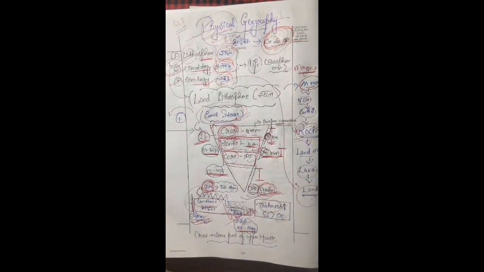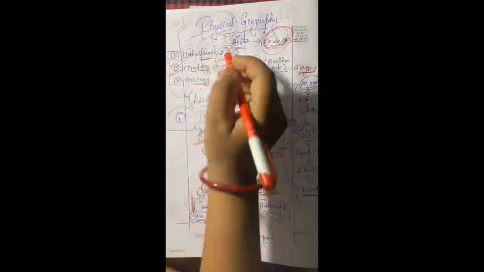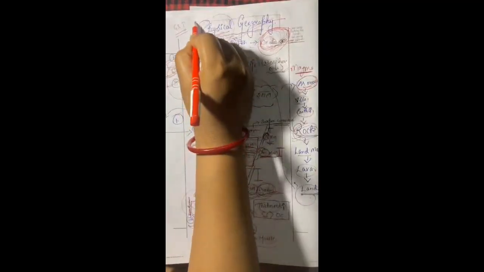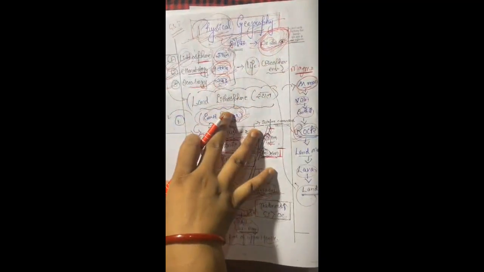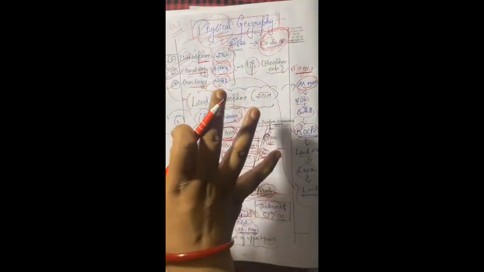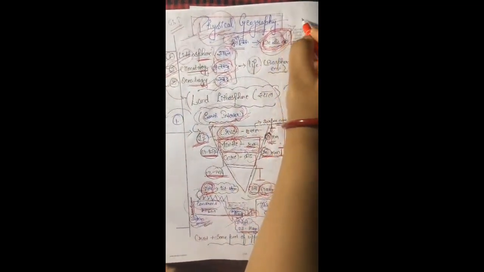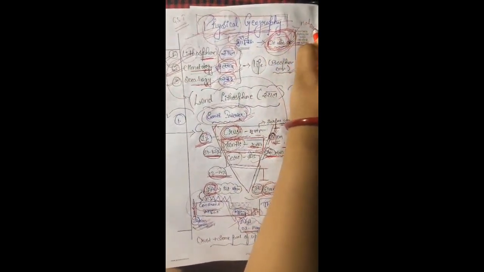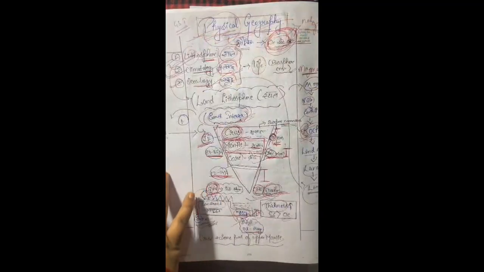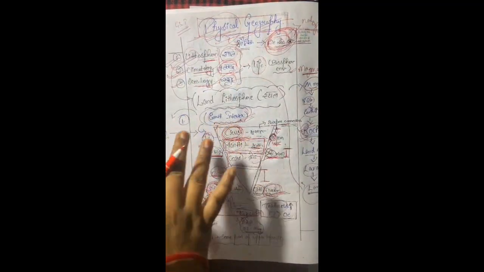So let's get started. First of all, we will see what physical geography is. Before we dig deep, let's understand what physical geography actually means. Simply put, it deals with everything we can see and experience physically on the earth, which we see with the naked eye.